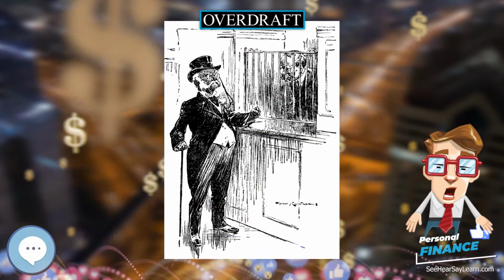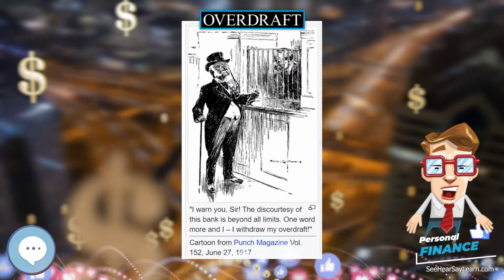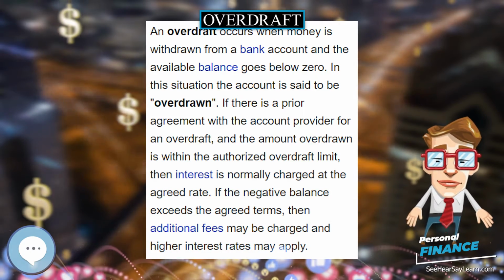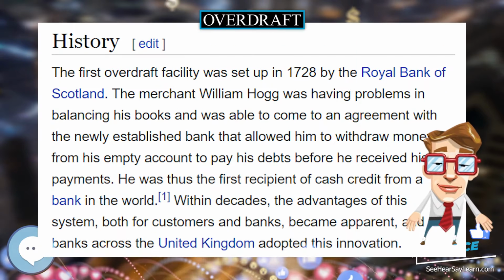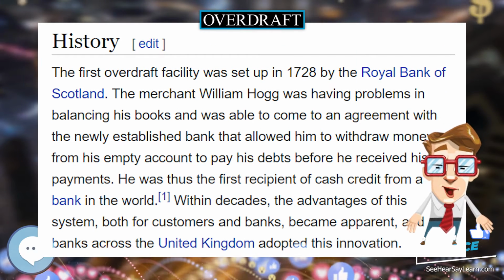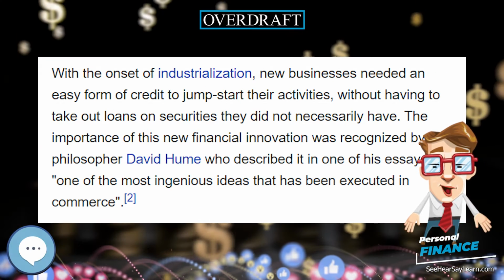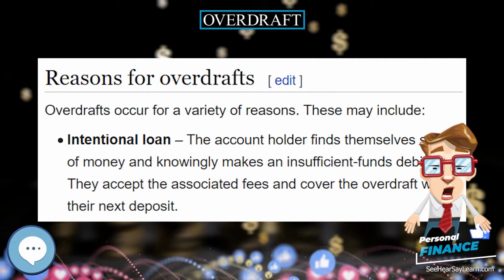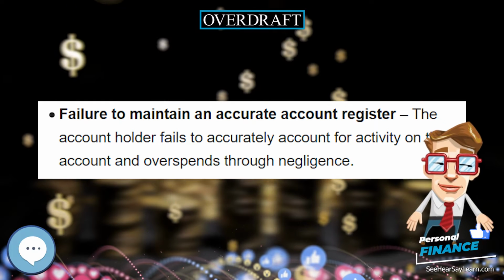Overdraft. An overdraft occurs when money is withdrawn from a bank account and the available balance goes below zero. In this situation, the account is said to be overdrawn. If there is a prior agreement with the account provider for an overdraft, and the amount overdrawn is within the authorized overdraft limit, then interest is normally charged at the agreed rate. If the negative balance exceeds the agreed terms, then additional fees may be charged and higher interest rates may apply.